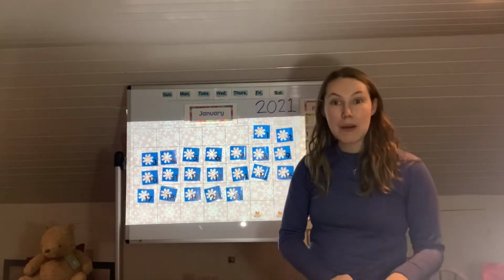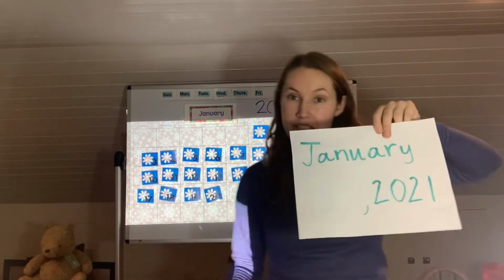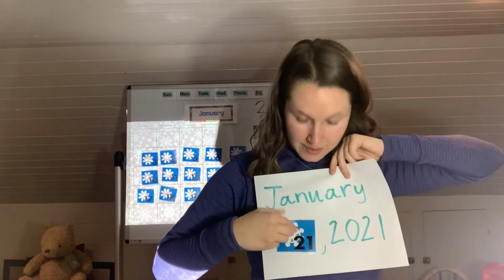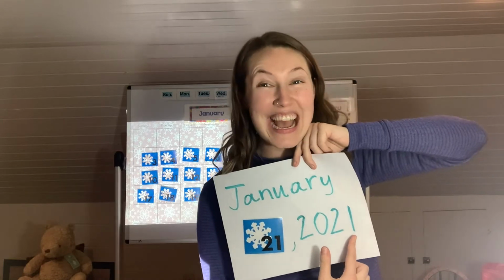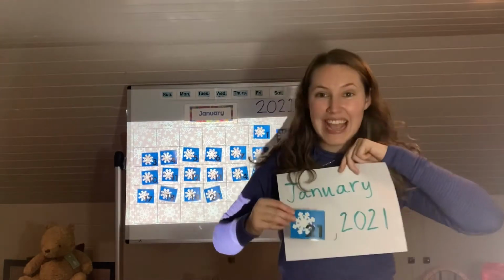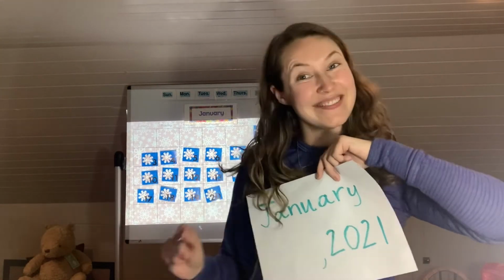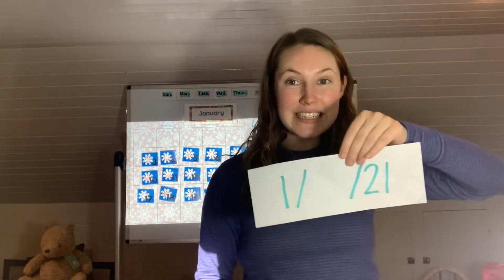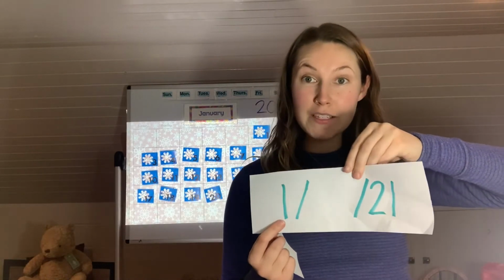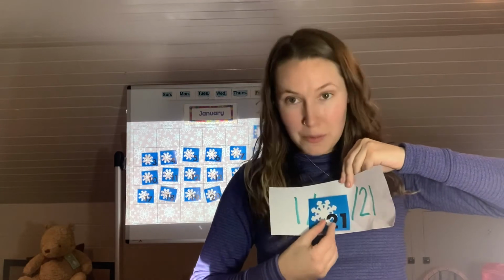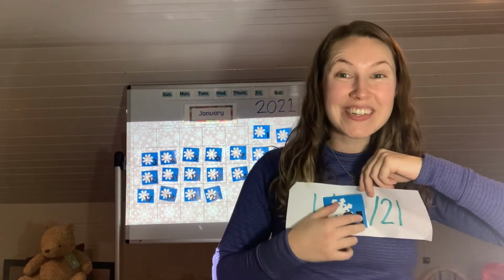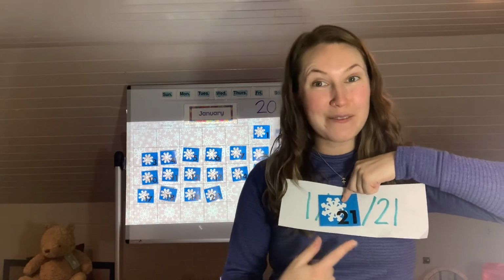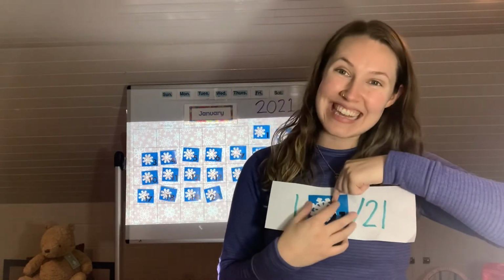So let's talk about how we're going to write our date today. We're going to start with January 21st, 2021. Hey, look at that, 21, 21. And our number date today will be 1 for the first month of the year, 21 for the 21st day of the month, and 21 for 2021. 1, 21, 21. What a fun date.